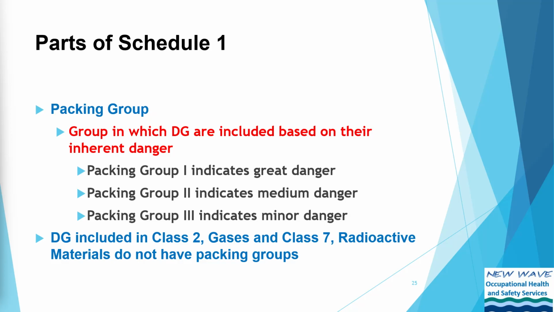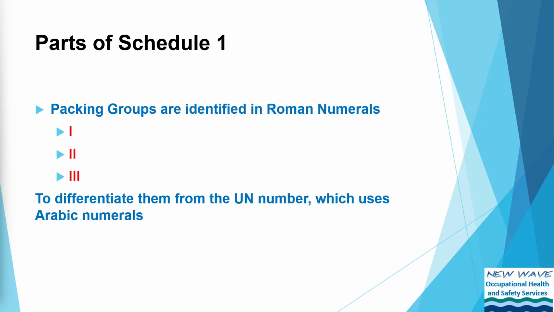Following the class column is the packing group column. Now, the pack group has very little to do with how you pack things. It is, in fact, a degree of danger classification. Packing group 1 indicates great danger. Packing group 2 indicates medium danger. Packing group 3 indicates minor danger. You may notice that Class 2 gases and Class 7 radioactive materials do not have packing groups. One point to remember: the packing groups are identified in Roman numerals to differentiate them from the UN number, which uses Arabic numerals.